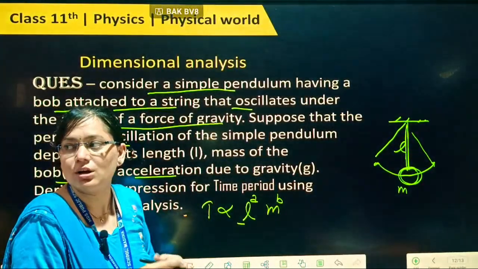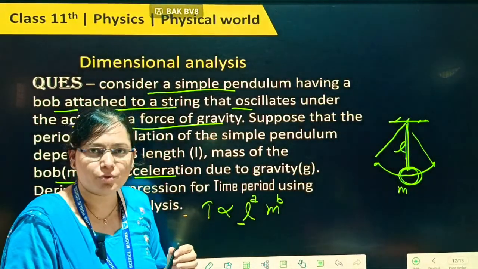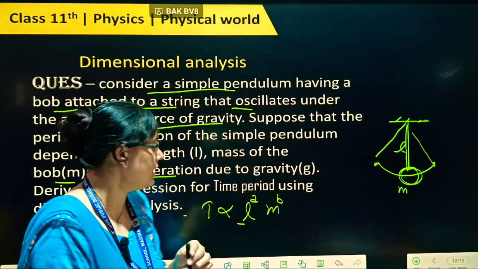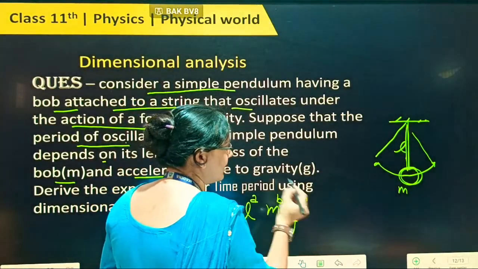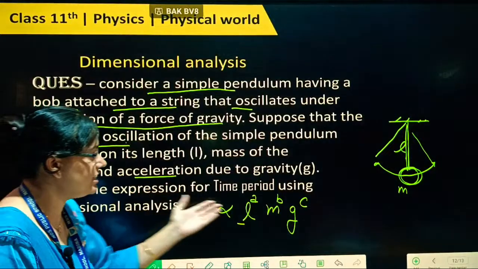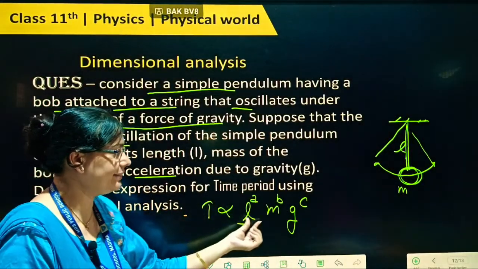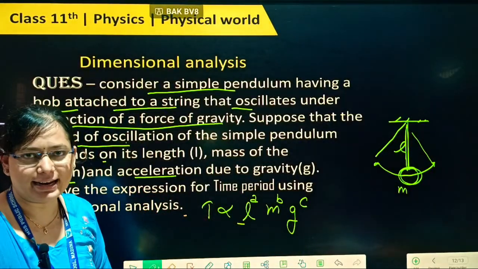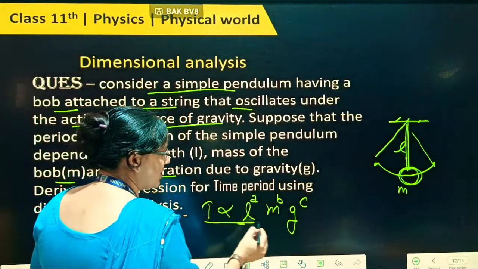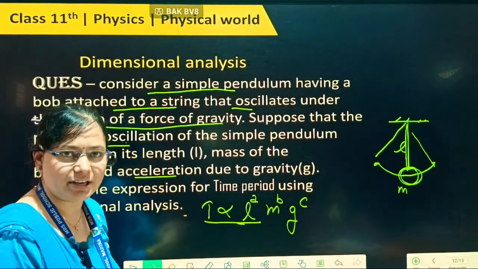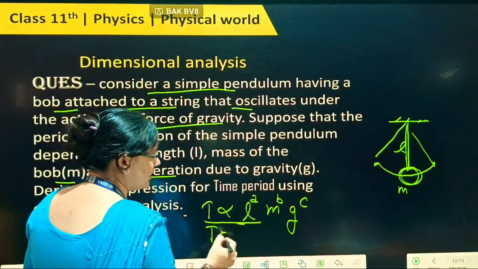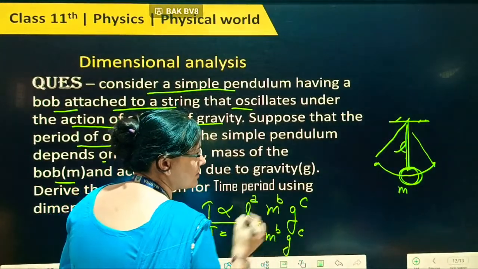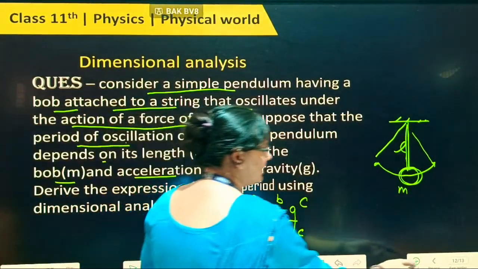The third one is the acceleration due to gravity. We don't know how the time period depends upon the acceleration due to gravity during the oscillation of the bob. That's why we assume its power as c. We have to find the relation of the time period with length, mass and acceleration due to gravity with the help of dimensional analysis. How can we apply dimensional analysis? The proportional sign we can convert into an equals sign with a constant k, so we can write T = k L^a M^b G^c.